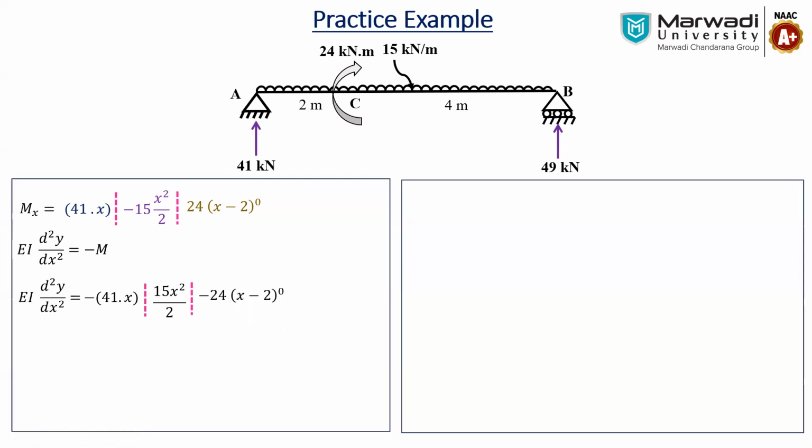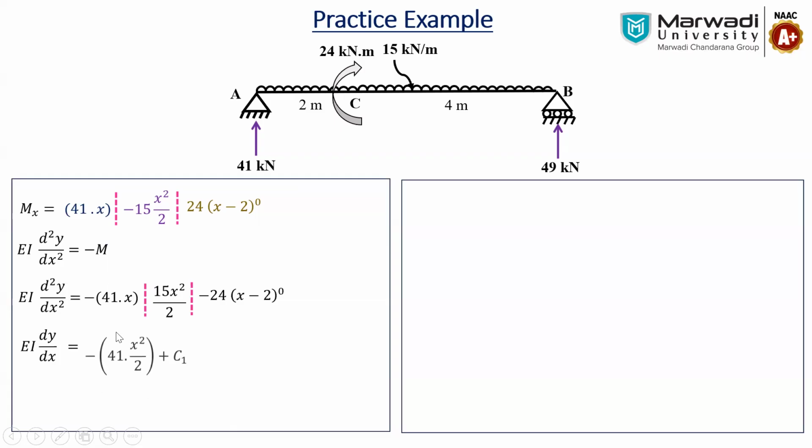Now we have to do the integration once. From the curvature it will give the slope. So what is the equation of the slope here? x becomes x square by 2. In the integration, x square becomes x cube by 3, right? In general we can say x raised to n becomes x raised to n plus 1 by n plus 1. So here EI d2y by dx becomes EI dy by dx, that is the equation of the slope. So 41x becomes 41 x square by 2. There is another thing, as we have seen in the rules: whatever constant of integration we have to write, we write it in the first part of the section.